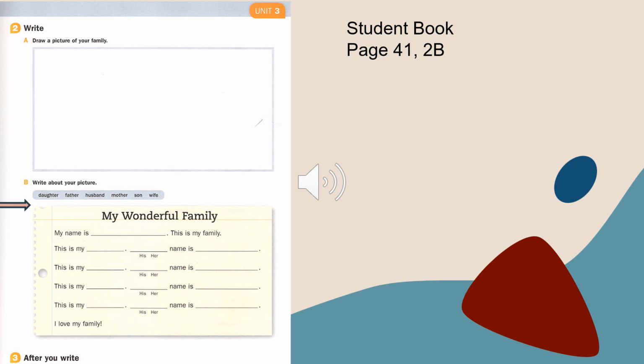Exercise 2B is where you're going to write about your family. You're going to give your name. And you're going to write about each one of your family members. If you have more than a few brothers or sisters, choose which ones you want to put in there, because there are only so many gaps.